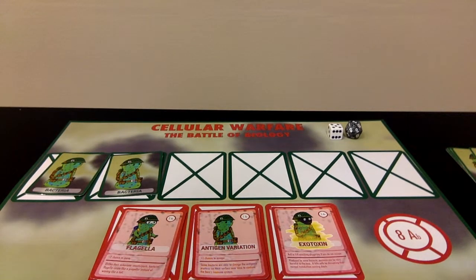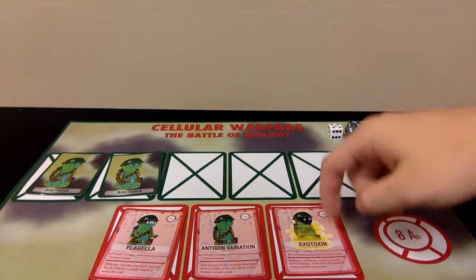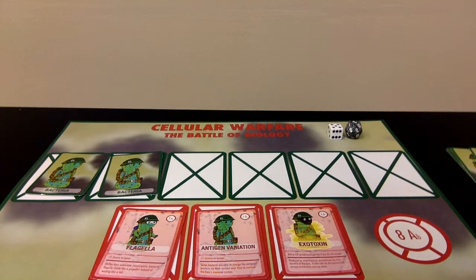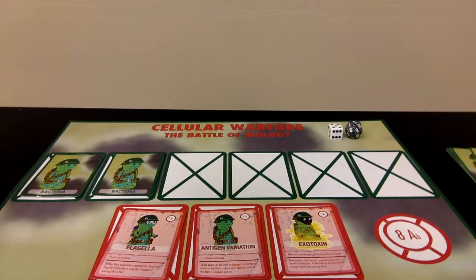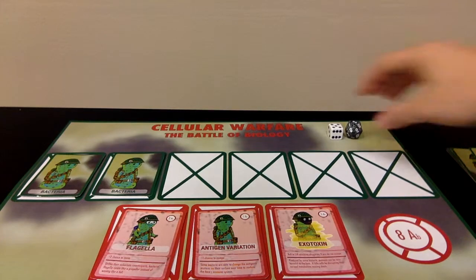So the game is played in stages, where you try to move, you try to infect, you see if you've been detected by the immune system, and see if you can escape it. And then, because I have exotoxin, there's another stage, which is if you have it and you've been caught by the immune system, you get a chance to kill the immune cell. And then at the end of the stage, if you've successfully infected anything, you get to replicate. So let's go through 2 or 3 rounds, just to start the game off.